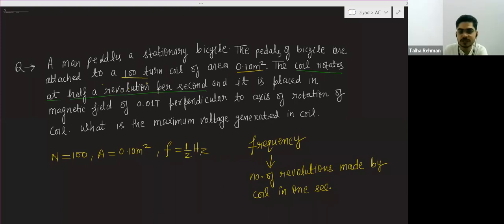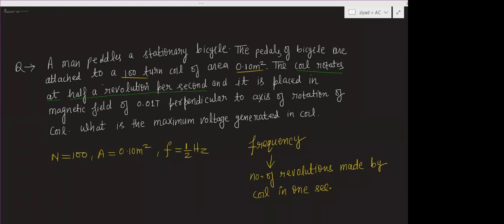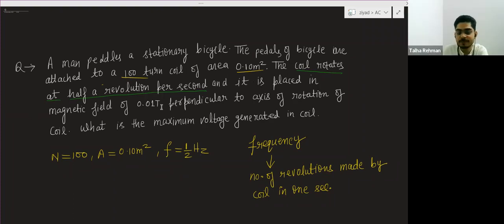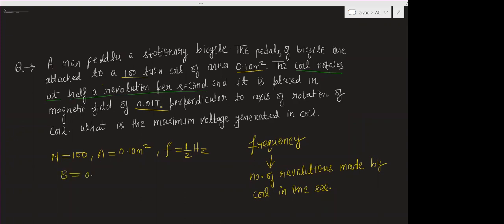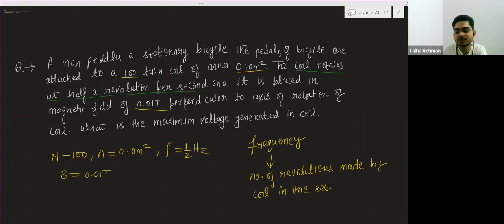The unit of frequency is hertz. And the coil is placed in a magnetic field of 0.01 Tesla, perpendicular to the axis of rotation of the coil. What is the maximum voltage generated in the coil?